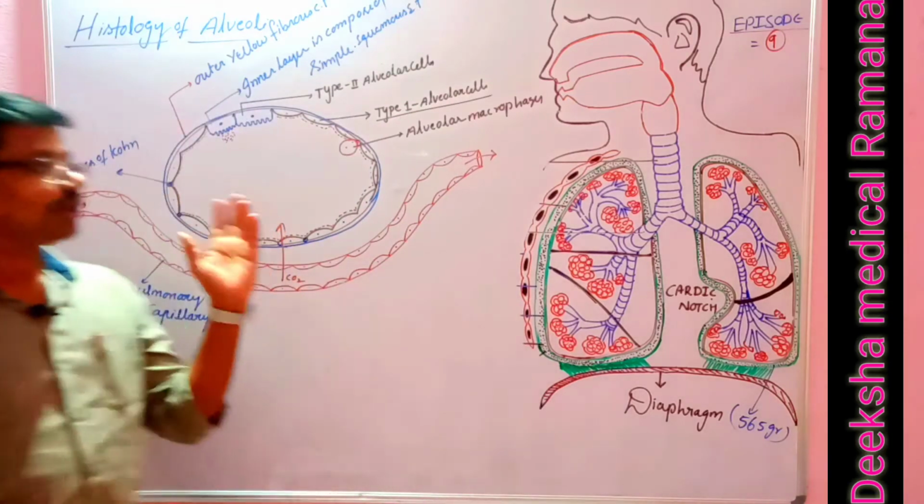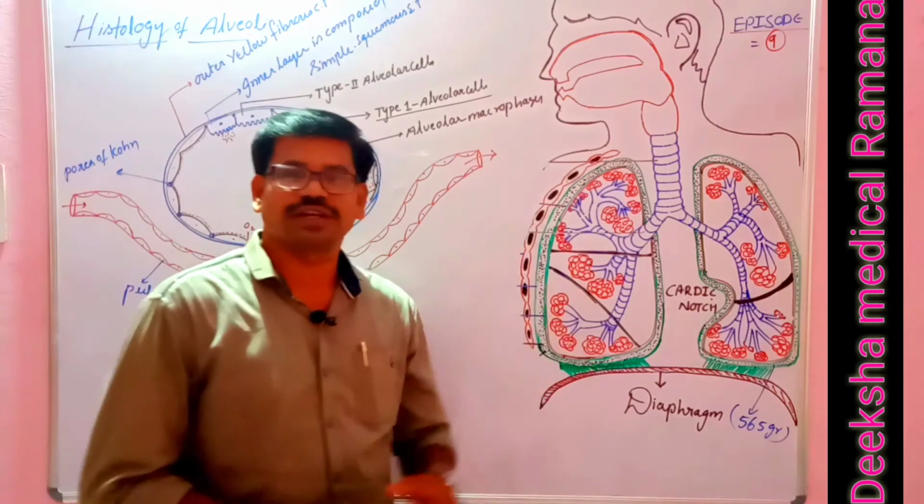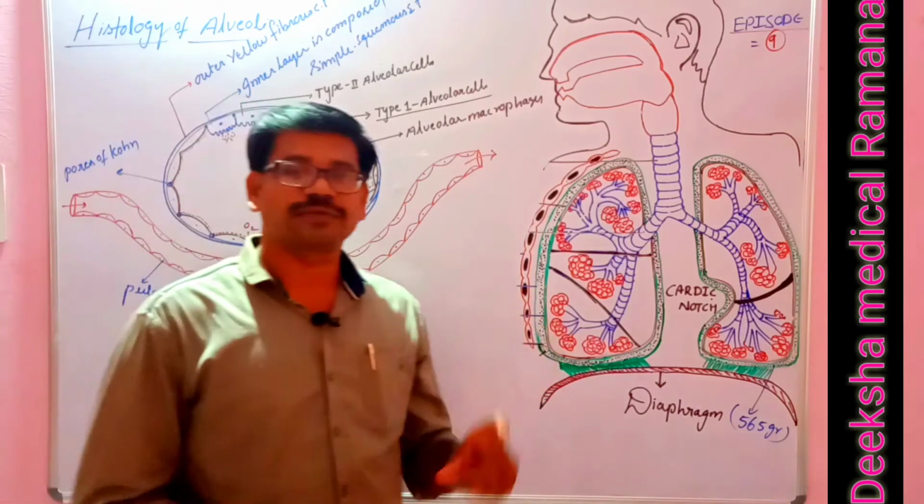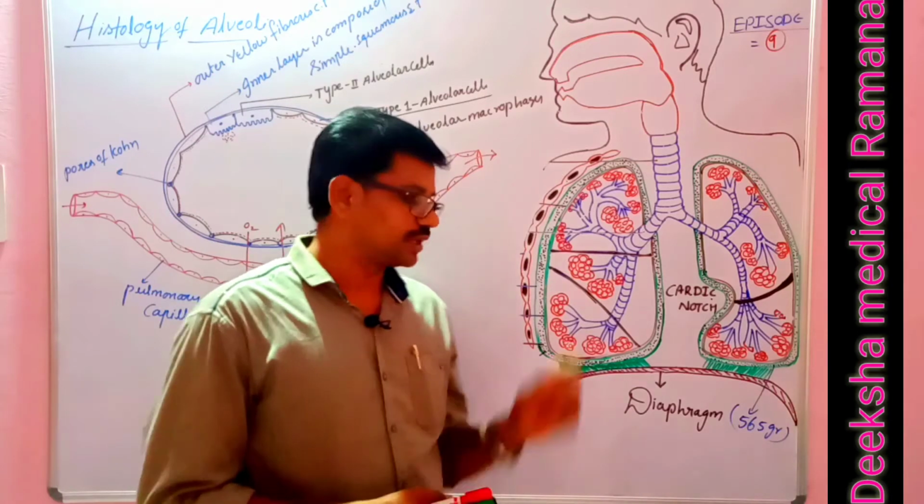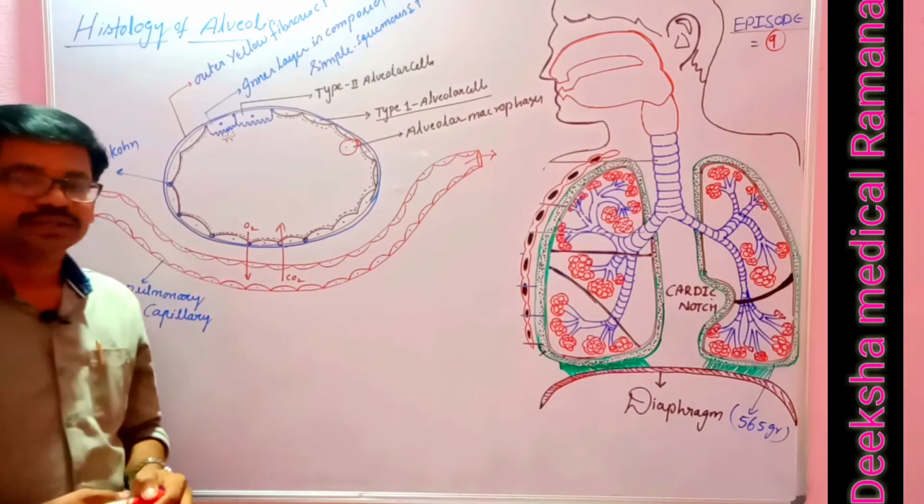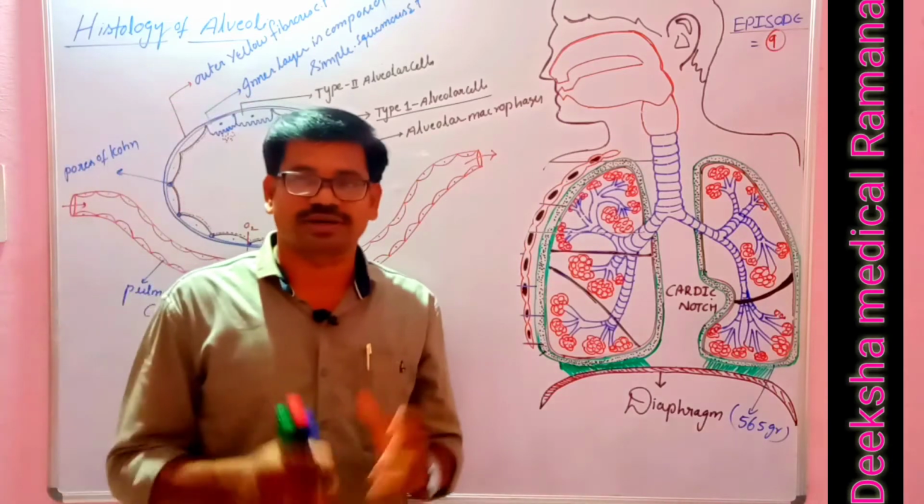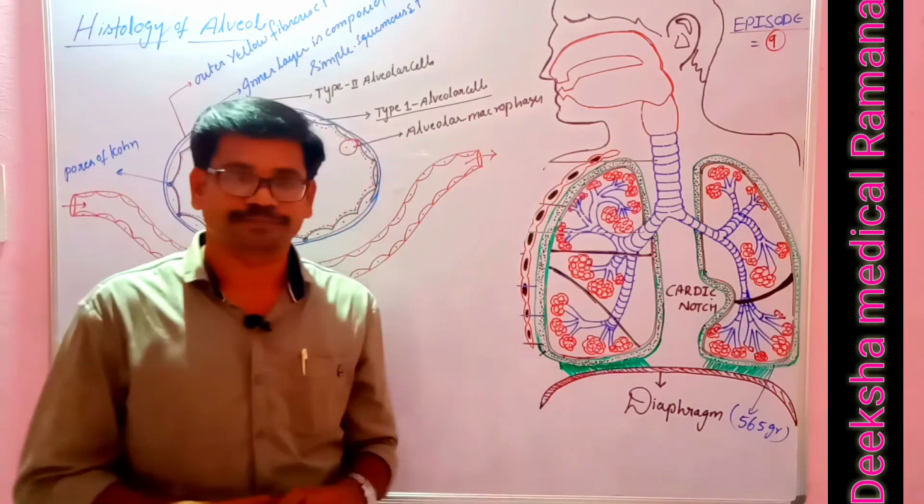Today we are going to talk about one of the very important structures present in the lungs, where the exchange of gases takes place. The primary site where the exchange of gases takes place, that we are going to explain, is the histology of the alveoli. Generally, alveoli is a structural and functional unit of the lungs or human respiratory system.